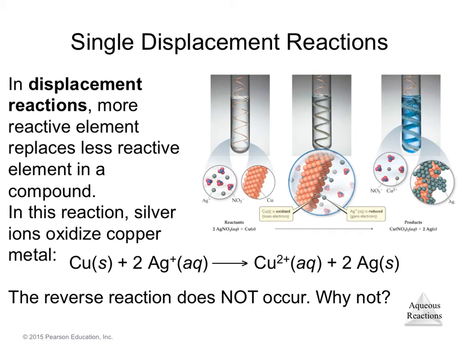In a displacement or a replacement reaction, the more reactive element replaces the less reactive element in the compound, and this is where the activity series comes into play. So if you look at this reaction at the bottom here, notice again it's a net ionic equation. We have solid copper reacting with silver ions in solution, and we get Cu2+ and Ag solid. So the reverse reaction though does not occur. So I want you to think about why the forward might occur, but the reverse might not.